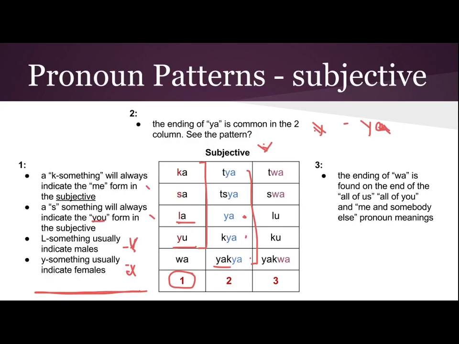And the last one, the third column, has this WA ending, and so we actually see that in three of our pronouns here: dwa, swa, and yagwa. The entire column is dwa, swa, lugu, and yagwa, but the ending is found within three of those.